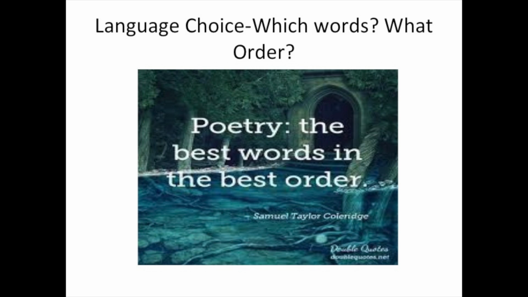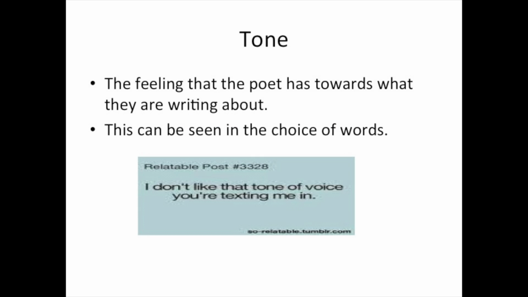We continue on then to look at something very important, which is the words that the poet has chosen to write his poem. Which words did he choose and in which order did he place them? The next step then is to look at something else extremely important, which is the tone of the poem. The tone is the feeling the poet has towards what they are writing about, and we see this in the choice of words.